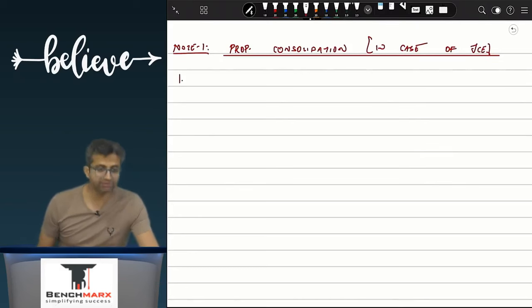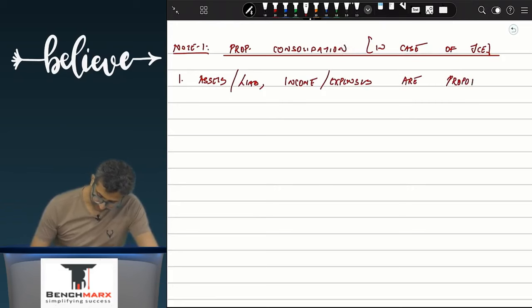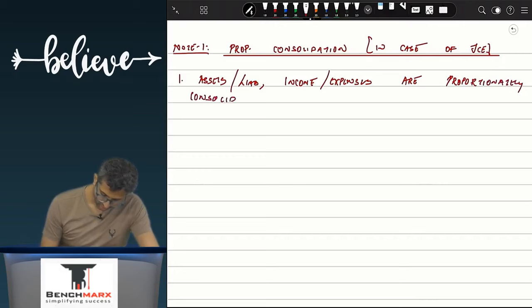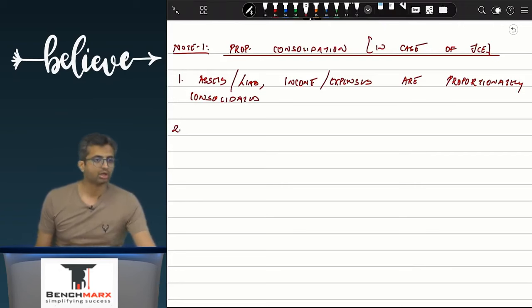Achha, what are the key features of proportionate consolidation? Assets slash liabilities, comma, incomes slash expenses are proportionately consolidated. Are we clear with this? Yes.